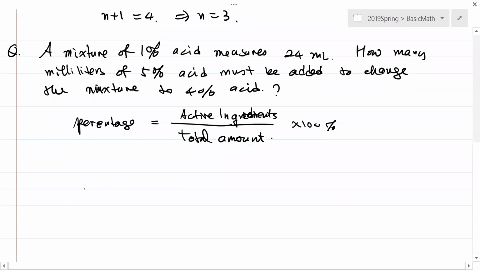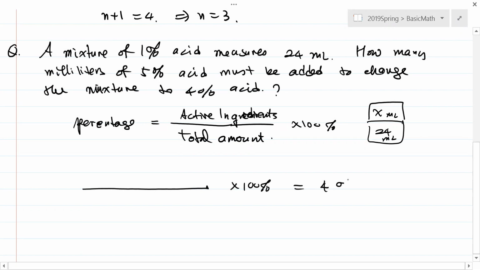You want to add some. We already have 24 milliliters. You want to add X milliliters, so the total amount is changed, and you want to get 4%. So this multiplied by 100% should be equal to 4%. What is the total amount of solution in the denominator? Not 24, but 24 plus X. You add the X milliliters of 5% solution.